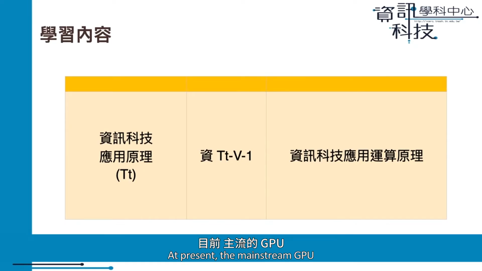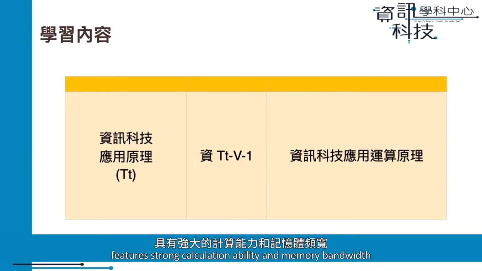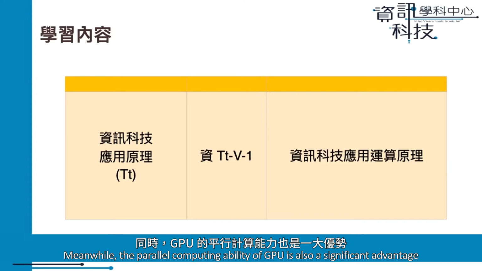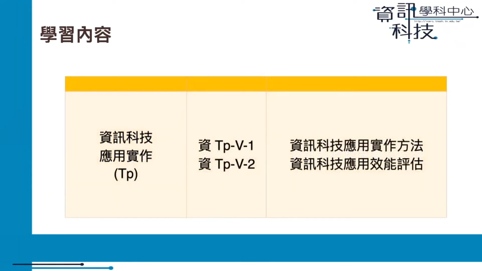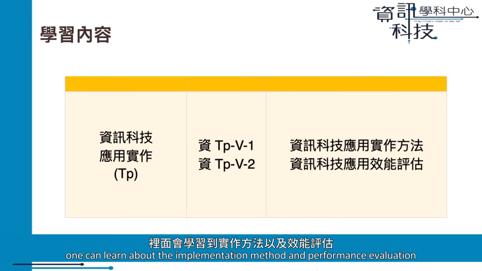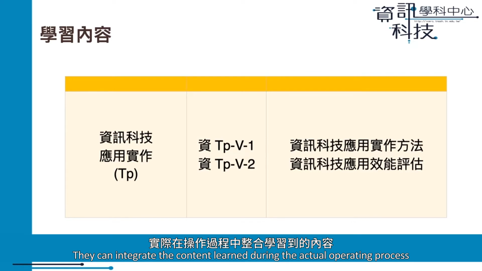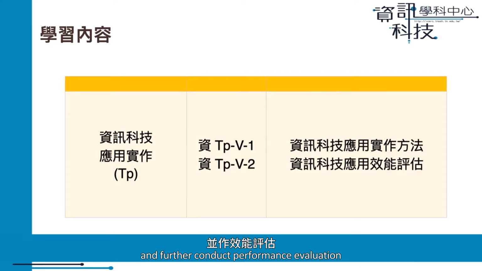At present, the mainstream GPU features strong calculation ability and memory bandwidth, where the efficiency and memory bandwidth are far greater than the CPU of the same generation. Meanwhile, the parallel computing ability of GPU is also a significant advantage. In information technology application implementation, one can learn about the implementation method and performance evaluation. After understanding the concept, they can integrate the content learned during the actual operating process and further conduct performance evaluation and test the implementation content.